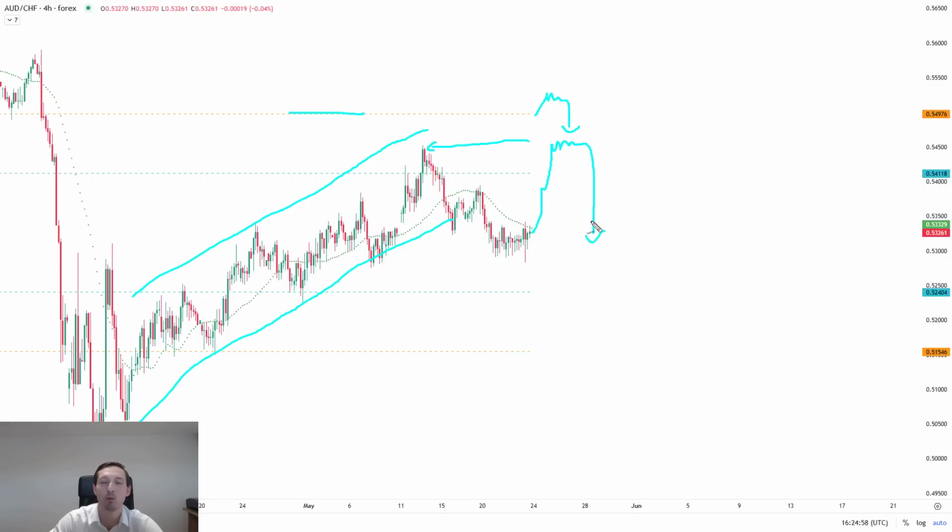Between this range, I can only pull the trigger once. I can't keep adding to a position between these two levels. I can pull the trigger once, and if we breach this, I can pull the trigger a second time.